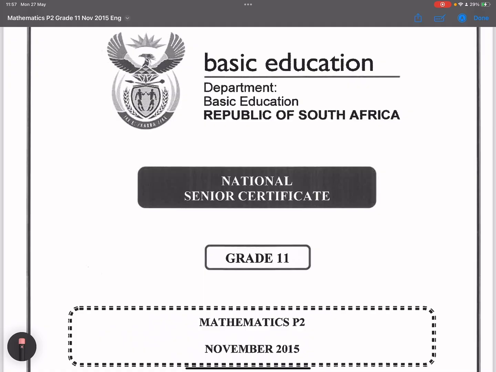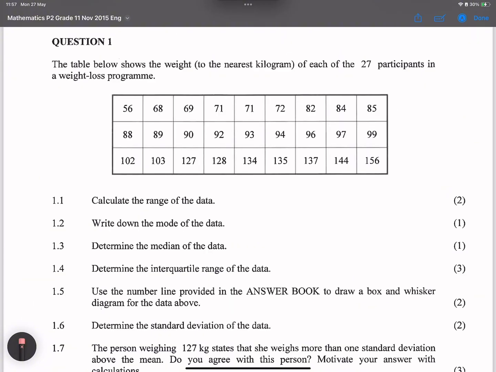All right, so let's jump right into it with question 1. They say the table below shows the weight to the nearest kilogram of each of the 27 participants in a weight loss program. So we're given all of that information, and the first thing they ask us is to calculate the range of the data.